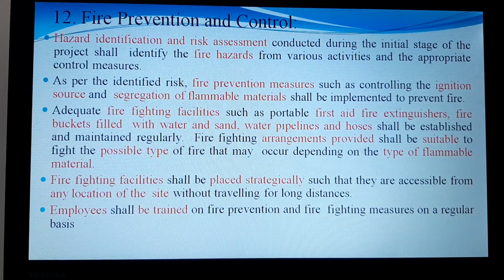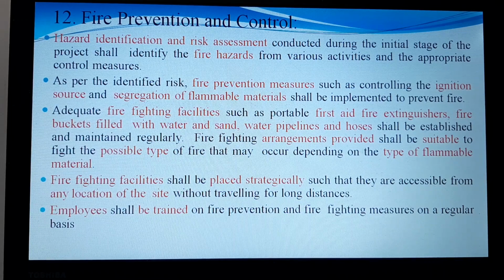And proper firefighting facilities, especially first aid fire extinguishers, fire buckets filled with water and sand, water pipeline hoses, etc. have to be clearly provided, and they should be maintained regularly. Firefighting arrangements shall be provided at suitable locations, and we should understand where there is a possibility of fire. There we have to implement the right way of extinguishing that fire. For this we should know the type of flammable materials available at each and every location, and suitable fire mitigating equipment has to be provided.